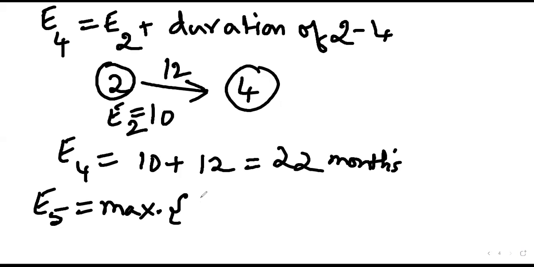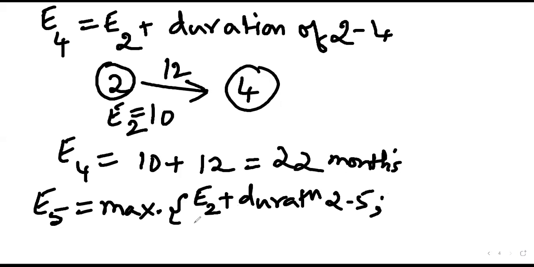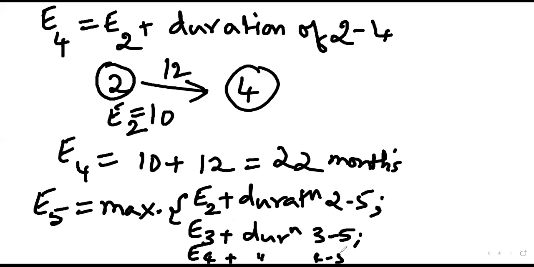Okay. So the E5 equations are: E2 plus duration 2-5, next E3 plus duration 3-5, and E4 plus duration 4-5. So these are the equations.